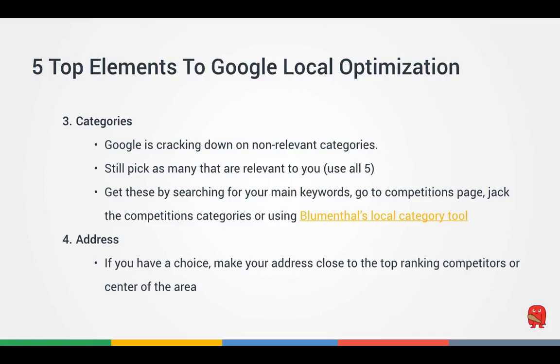Alright, so the fourth thing is your address. If you have a choice, make sure that you have your address close to the top ranking competitors or the center of the area. It's optimal to have it there. A lot of people don't have a choice, so you do what you can. But if you do have a choice, try to make it close to the center of the area that you're trying to rank for. And also, we do suggest that you show your address. There's an option to not show your address, so I definitely suggest that you do show your address.